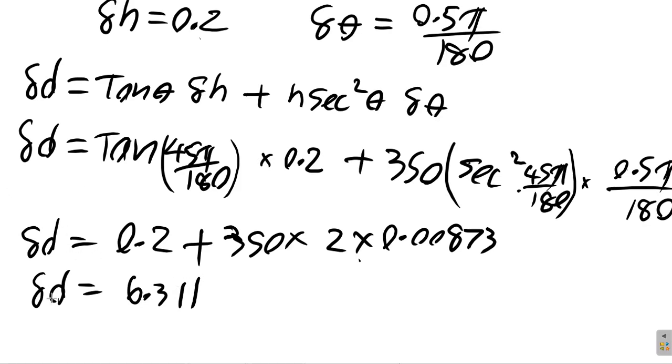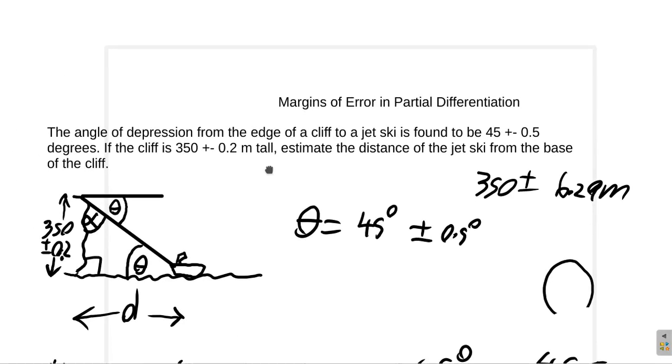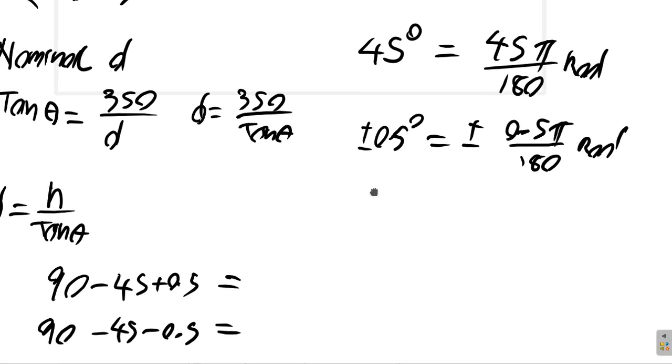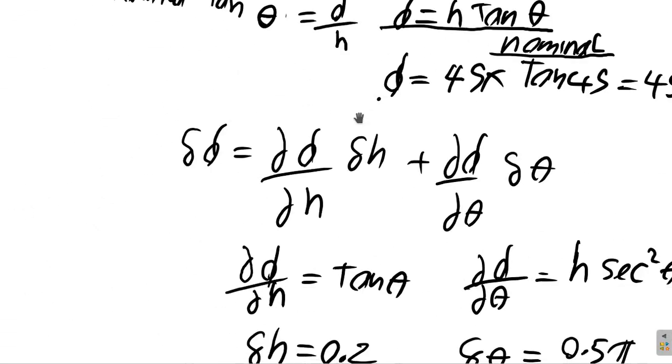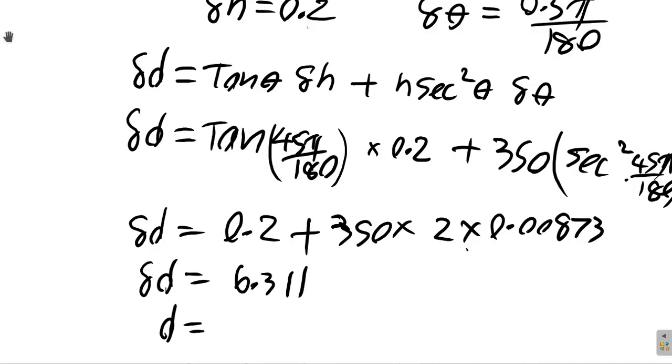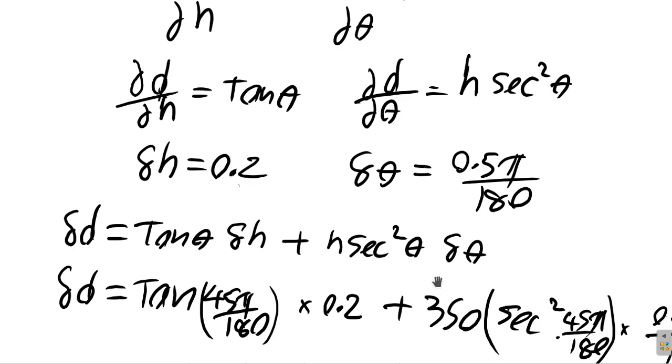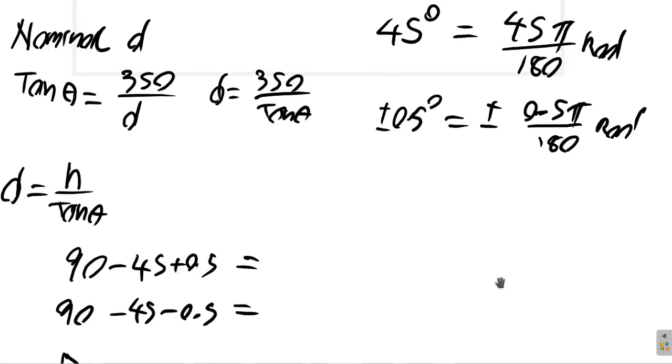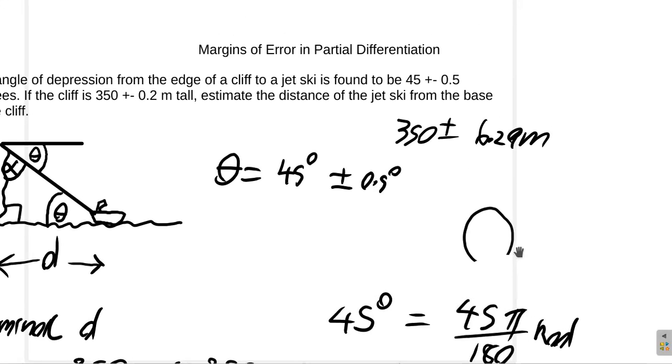Alright. So the distance D is equal to, what was it again? 350 plus or minus 6.3 meters if you round it to one decimal place. What do I have up here? 6 point, yeah, this would be 6.32 if you work it out.